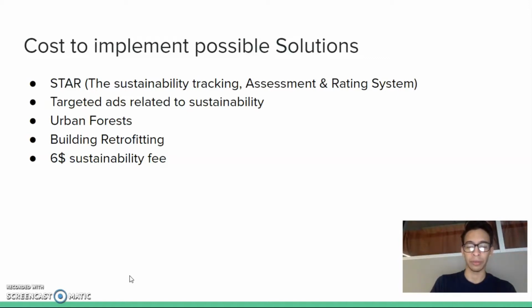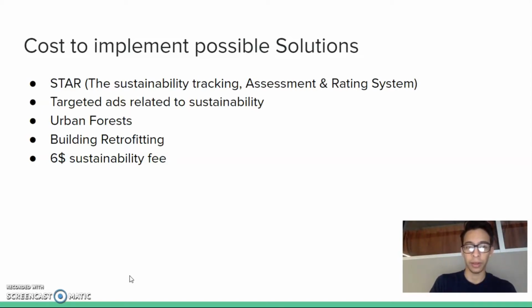One of the solutions that we have evaluated financially is the STAR tool. The STAR tool is a sustainability tracking, assessment, and rating system, and we've determined that its $900 annual subscription fee is well worth the cost for its benefits of tracking and accountability that it holds for the current stakeholders of Wayne State University, that is the general public of Detroit and its students, to be able to hold Wayne State accountable for its progress towards its sustainability goals.